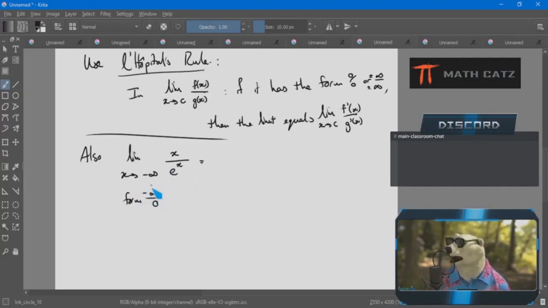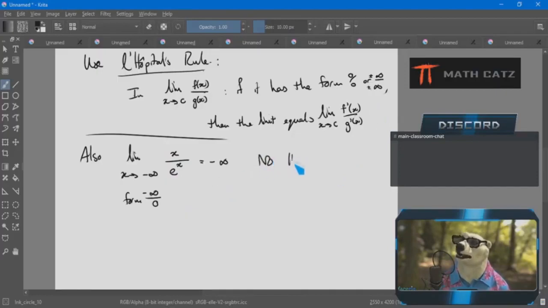The numerator blows up in size, and at the same time, the denominator shrinks down. The whole thing is going to blow up and be negative, because I have a negative number in x, positive number in e to the x. There is no issue. It's not an indeterminate form. L'Hopital's rule only helps me when I can't figure it out any other way.